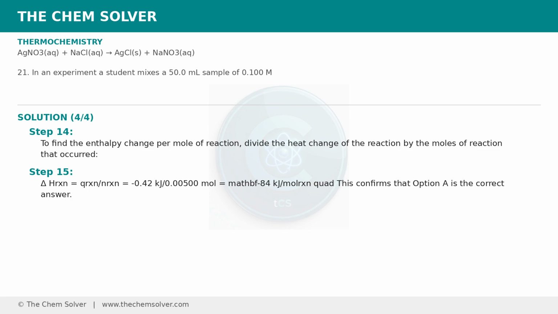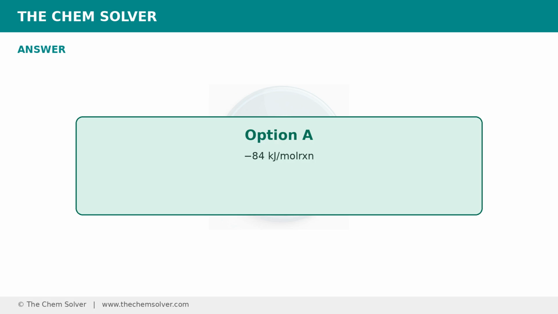This confirms that option A is the correct answer. The correct answer is option A, minus 84 kilojoules per mole of reaction.